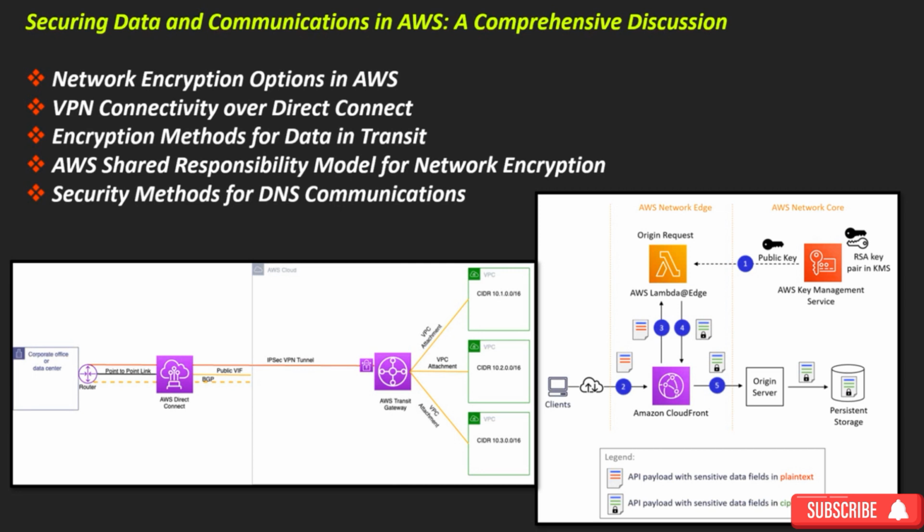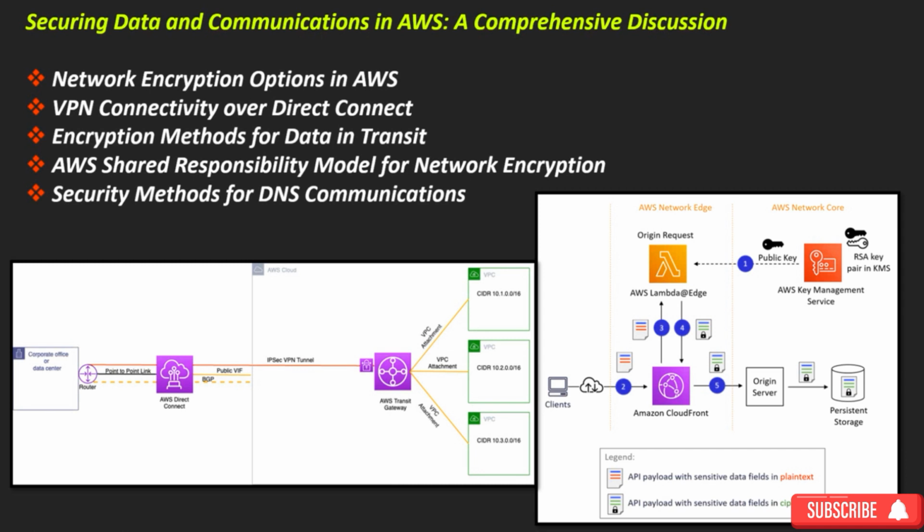The first point, we need to talk about the network encryption options in AWS. One of the fundamental pillars of data security is encryption. AWS provides various encryption options to safeguard data at rest and in transit. For data in transit, Transport Layer Security and Secure Sockets Layer, SSL, protocols are commonly used here, and AWS Certificate Manager allows for easy management and deployment of SSL or TLS certificates, ensuring secure communication between clients and services too.